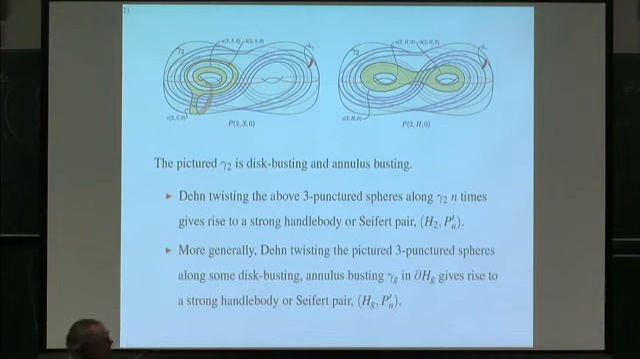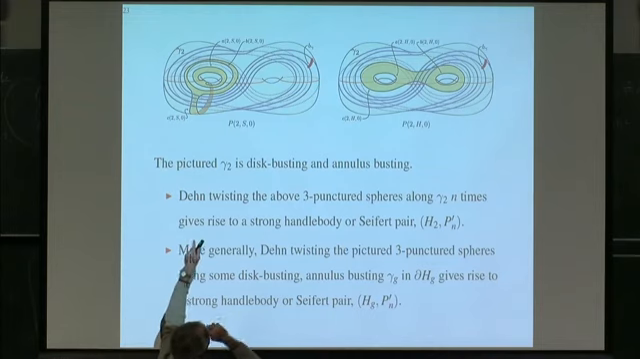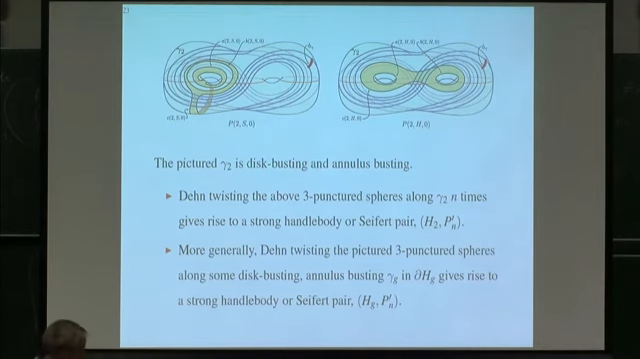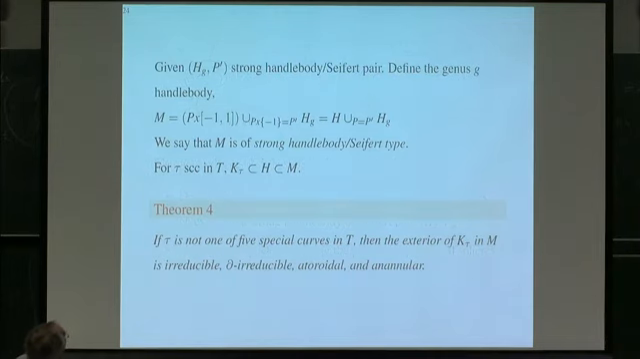And so if you Dehn twist enough times, the curve C will also become disc-busting and annulus-busting. You have to show that, but that's believable. And then more generally, we can get examples of such pairs in a genus G handlebody by taking the same pictures for the three-punctured sphere, but by taking a disc-busting and annulus-busting curve in the genus G handlebody and twisting along that. Again, such a curve that's disjoint from A and B. So there are lots of examples of these pairs.